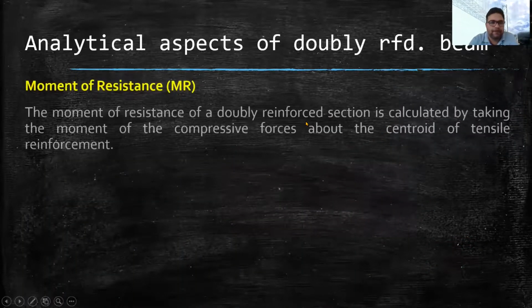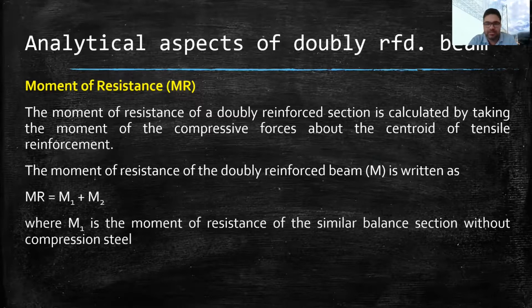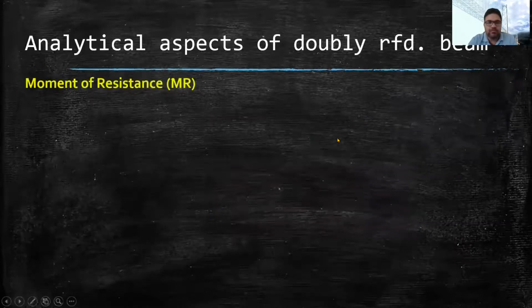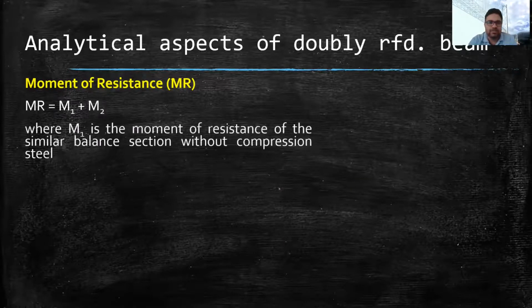I have already discussed this, so you can pause to read it. Now I will discuss how we find the M1 value first. M1 is the moment of resistance of the similar balanced section without compression steel, that is, M1 will be the moment of resistance of the singly reinforced beam as a balanced section.